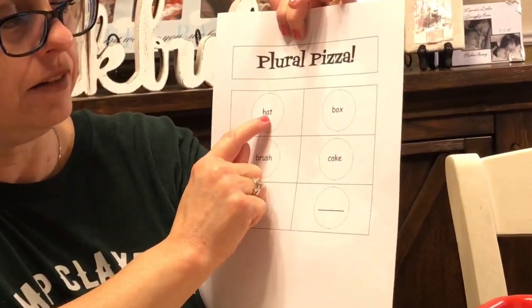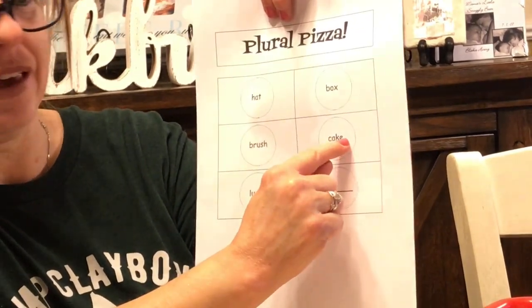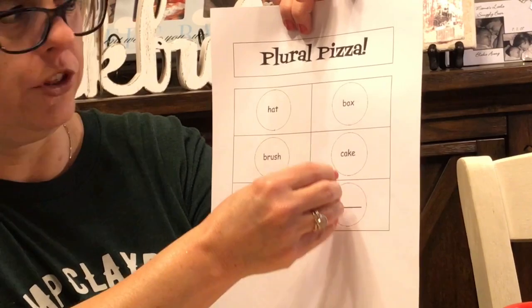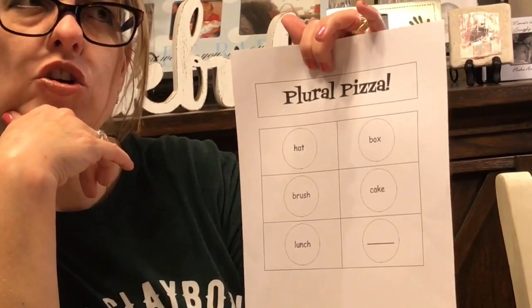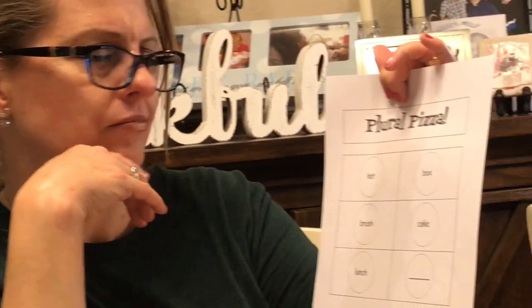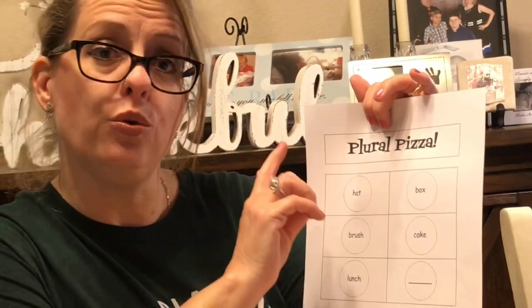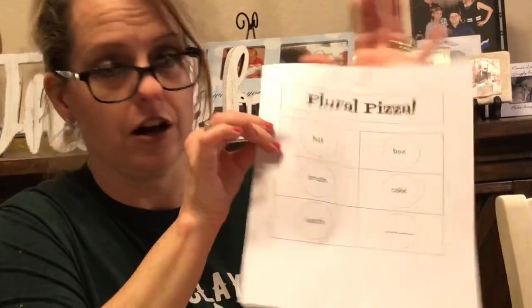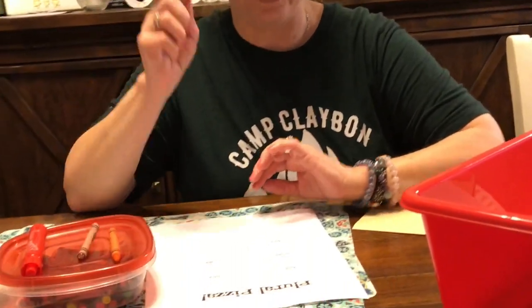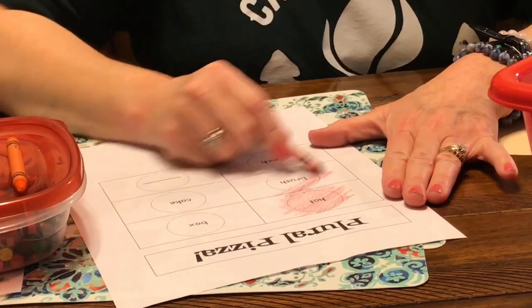So first, let's read these words that are on the pepperoni pieces. We have hat, brush, lunch, box, cake, and then there's a blank one. You're going to get to pick your own word that you want to put there. But do you notice that all of these words are, are they singular or plural? Hat, that's just one. Brush, that's just one. They're all singular. So you have to turn these pepperoni pieces into plural pieces. Really easy. I'll show you what to do. So you are going to get your red crayon and you're going to color the pepperoni pieces.